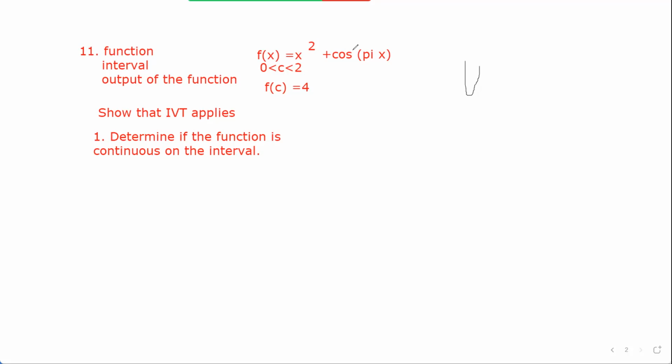Cosine pi x is a graph that, whatever this does, right? This pi x is going to affect the period. It's going to make these numbers whole numbers instead of multiples of pi. But we know that cosine is a continuous function, isn't it?